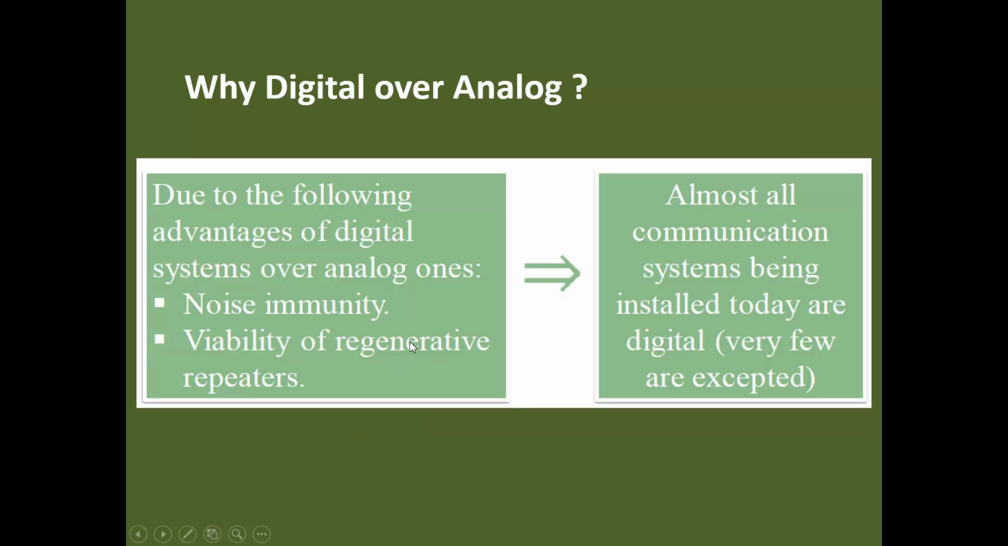The first reason was the noise immunity, and the second reason was the regenerative repeaters, that we can use regenerative repeaters while the signal is traveling from the source to the destination. The repeaters can clean the noisy and distorted incoming signal and will regenerate the clean pulses, and those clean pulses will be transmitted further towards the destination. And we can place such repeaters along the path between the source and the destination. And almost all the communication systems being installed today are digital.